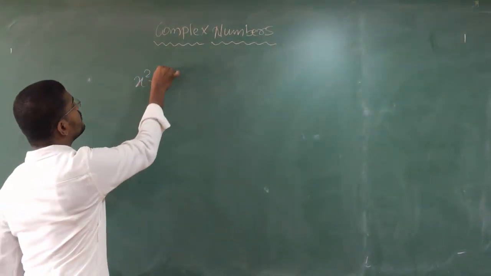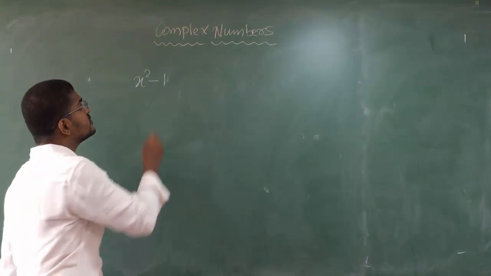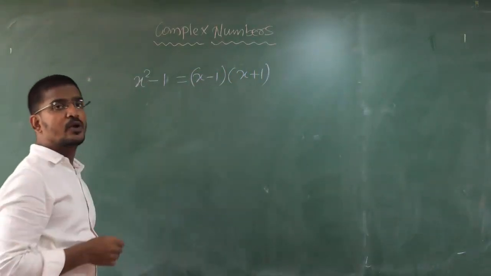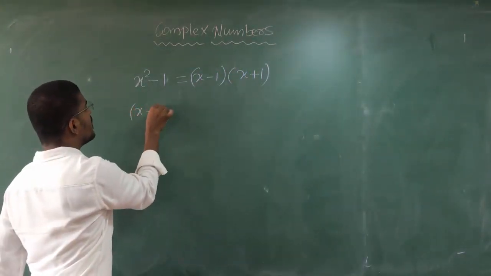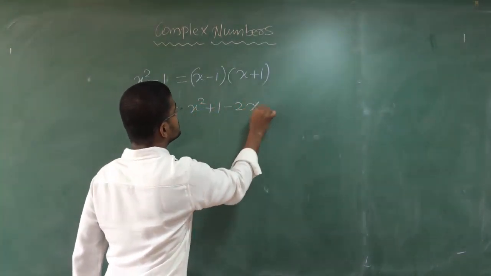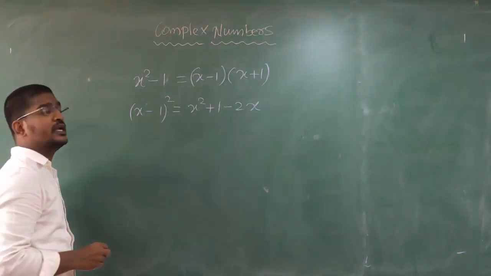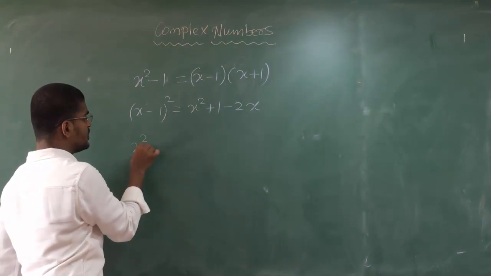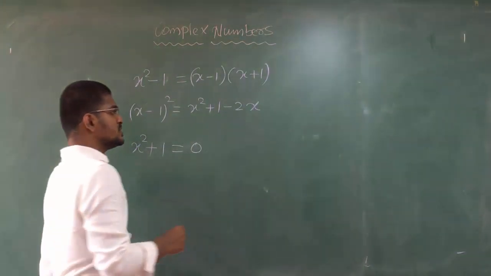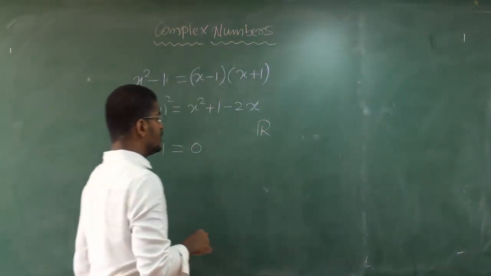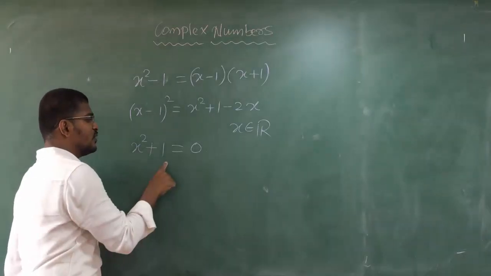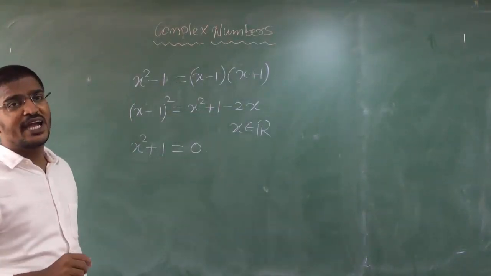We know how to simplify x square minus 1. What is the solution of x square minus 1? x minus 1 into x plus 1. No problem. We know how to simplify x minus 1 whole square. That is x square plus 1 minus 2x. I think you are getting my point. Now let us go for how to simplify x square plus 1 equal to 0. If you choose your real number set R for x belongs to real numbers R, in this x square plus 1 equal to 0, you can't find the solution.